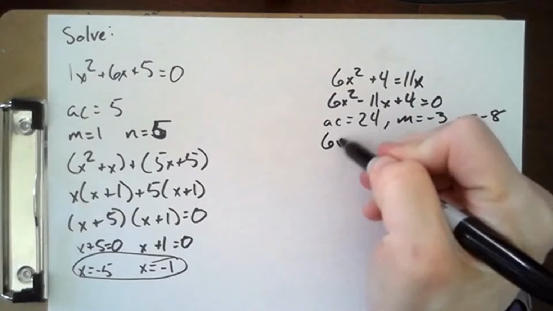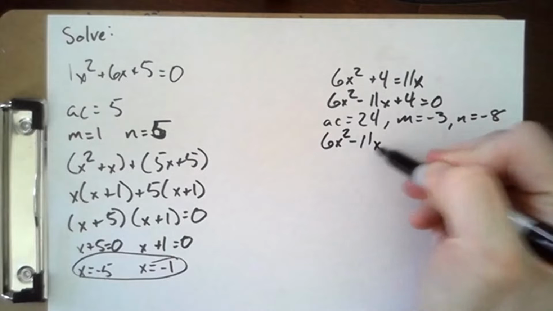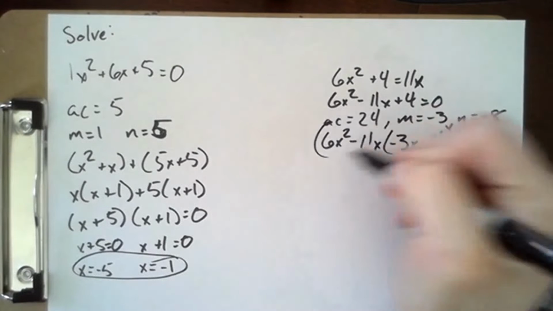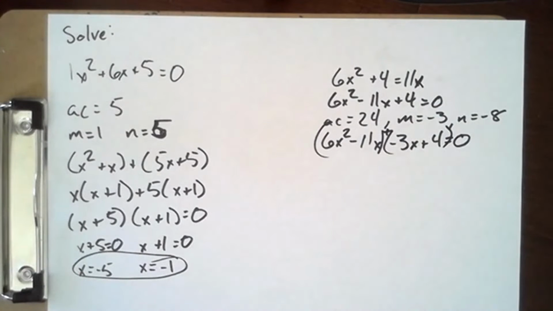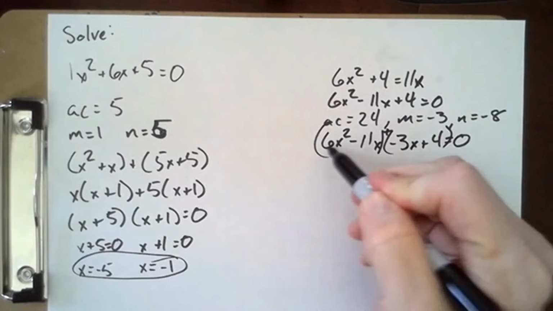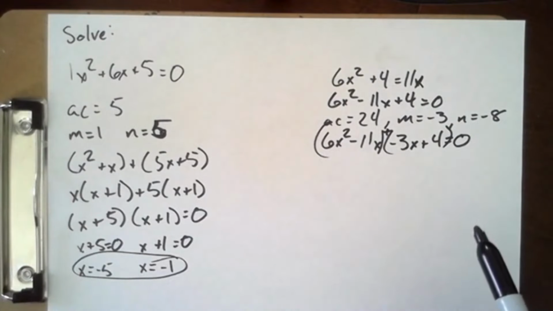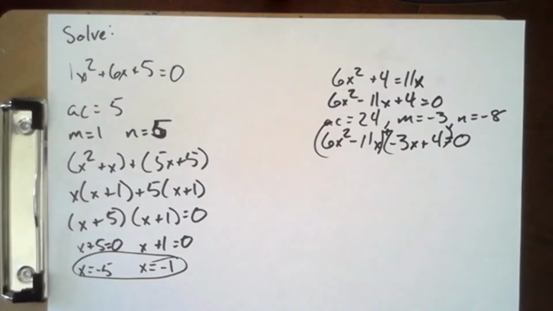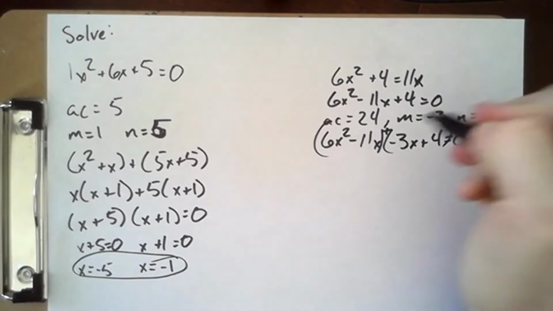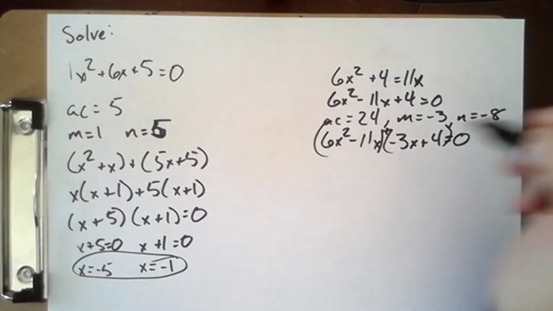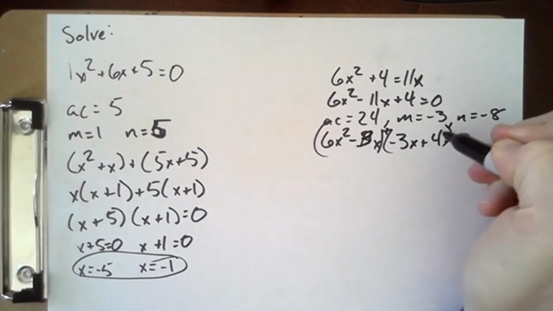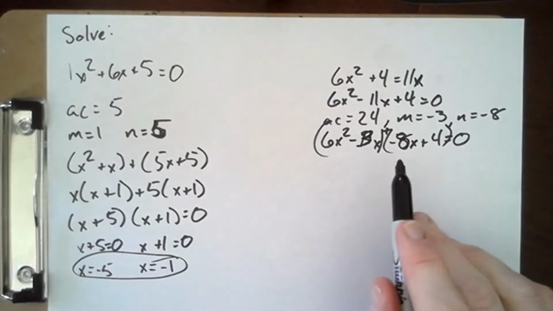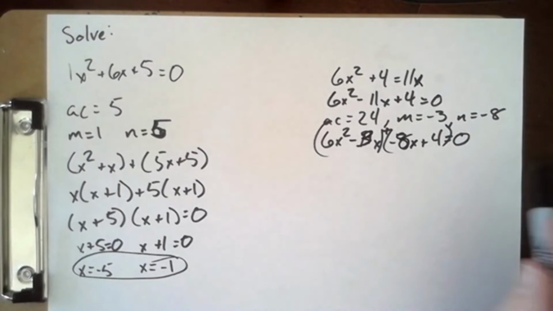Then this becomes 6x squared minus 3x minus 8x plus 4 equals 0. I put these in parentheses to group them, and put my plus sign between them. I apologize, I wrote that wrong at first. That should be negative 3 there, and that should be negative 8 here. That's better. Okay, so 6x squared minus 3x minus 8x plus 4 equals 0.